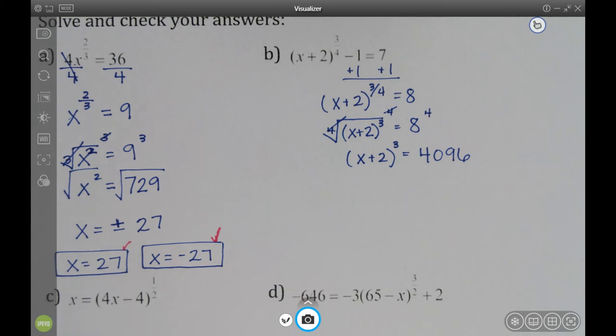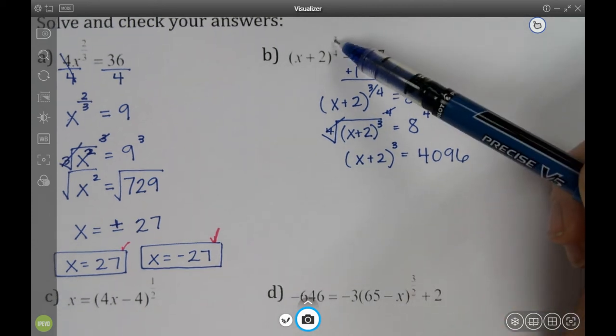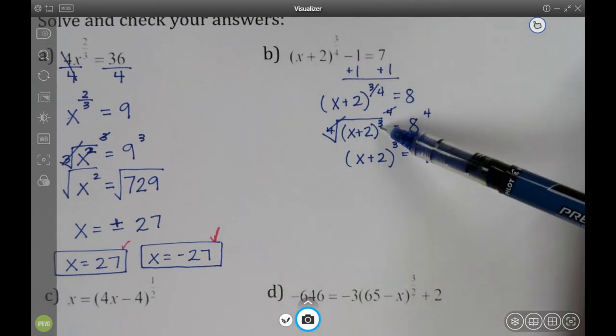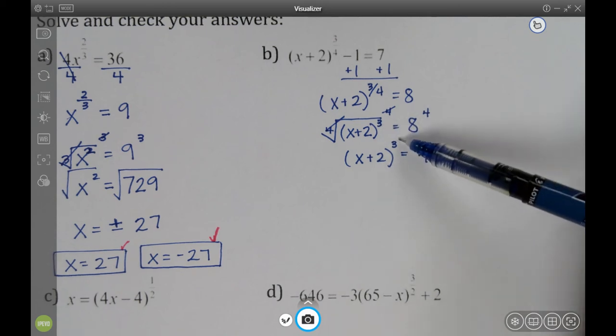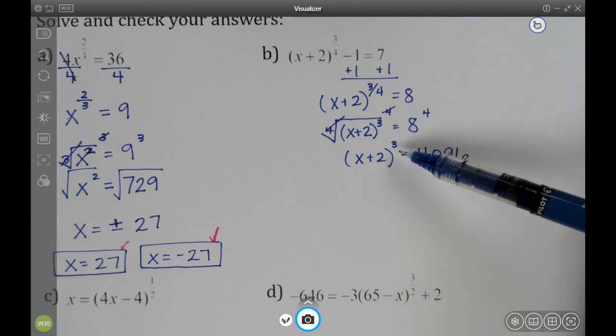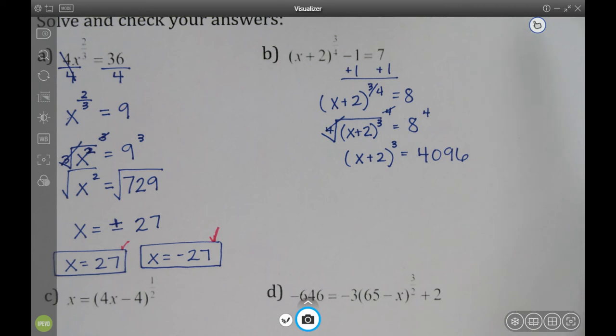No, I raised both sides to the 4th power to get rid of the radical. Okay, but where did that three come in? The 3/4. It's the top of my fraction. Right. And that's the bottom. So now it's hanging out. Now I need to undo a cubed. So you cube it. Cubed root it.